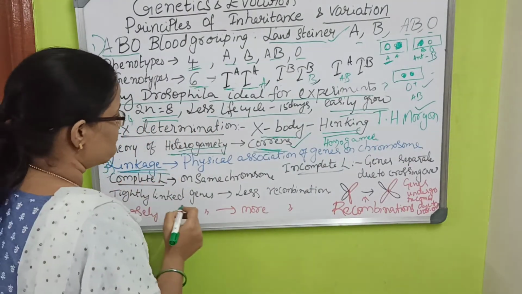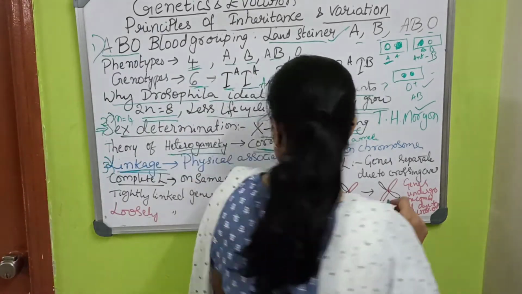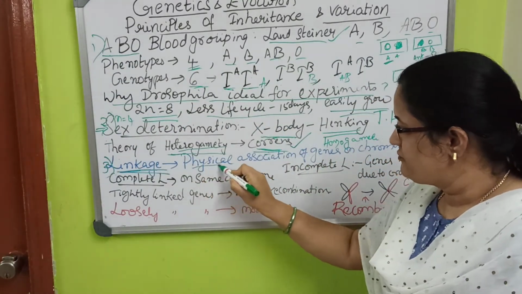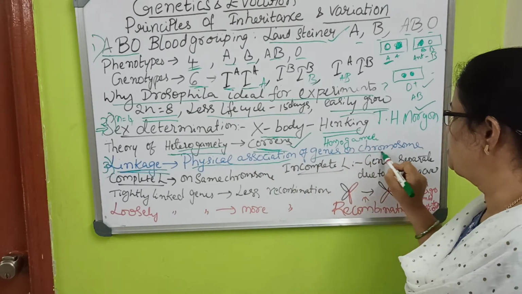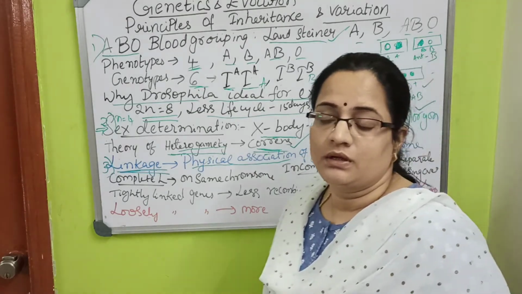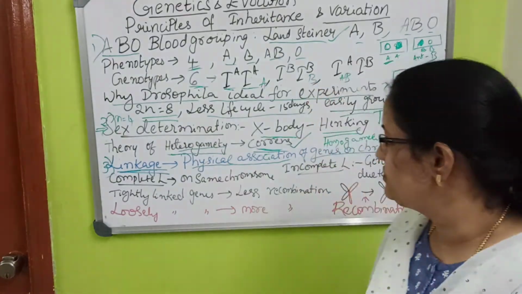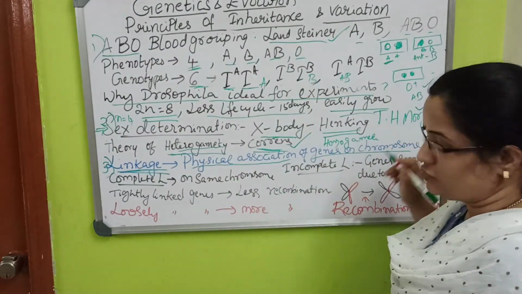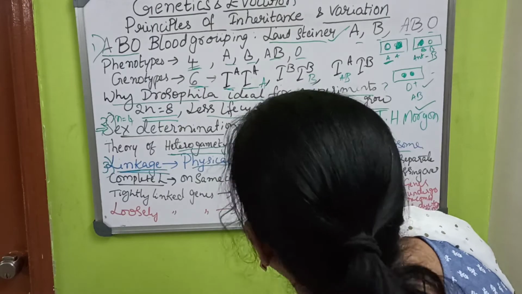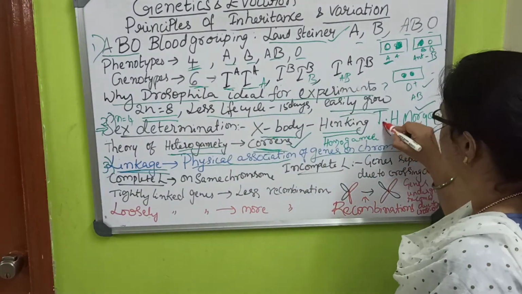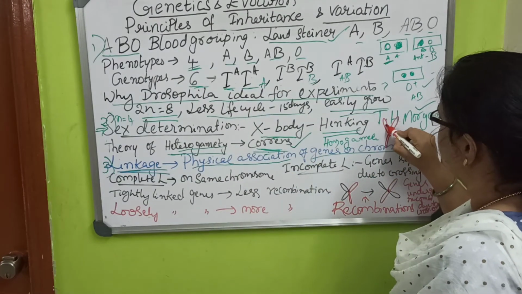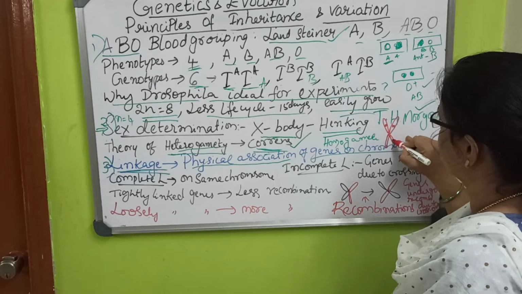The linkage definition will come for 2 marks or 1 mark. It might come as: the physical association of genes on a chromosome. The physical association of genes on a chromosome; suppose it is like this, the physical association is on the parts like this.